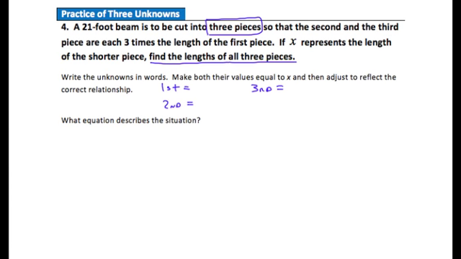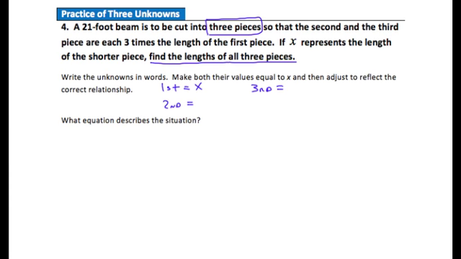And they tell us in here that if x represents the length of the shorter piece, so we know one of these pieces is going to be the shorter piece, and we're going to call that x. So let's try to figure out which of these 3 is going to be the shortest. And I think that comes right here. So the 21-foot beam is to be cut into 3 pieces so that the second and third piece are 3 times the length of the first. Well, if the second and third are 3 times the length of the first, that means that first piece has to be our shortest piece. So we're going to call that one x.